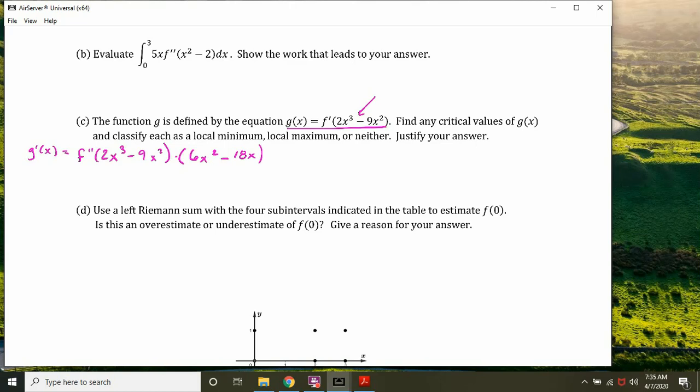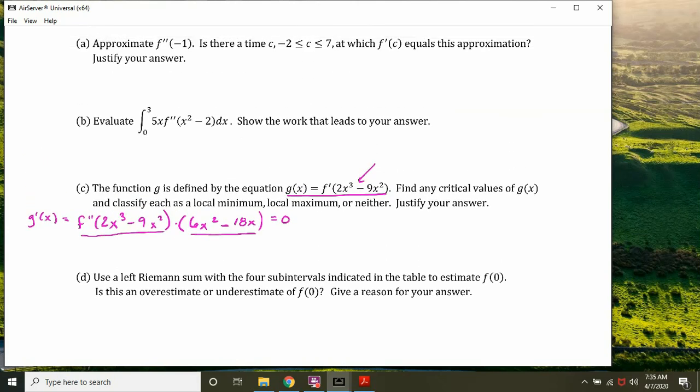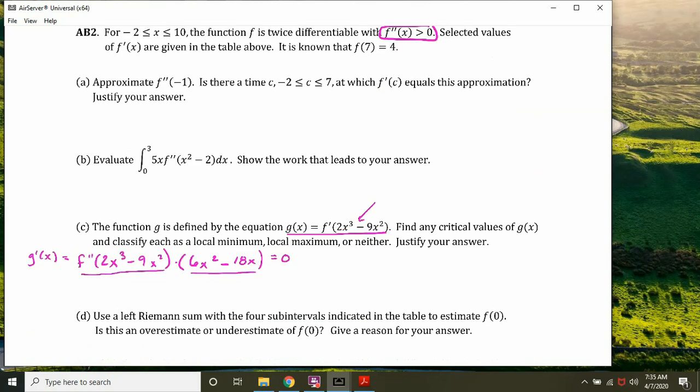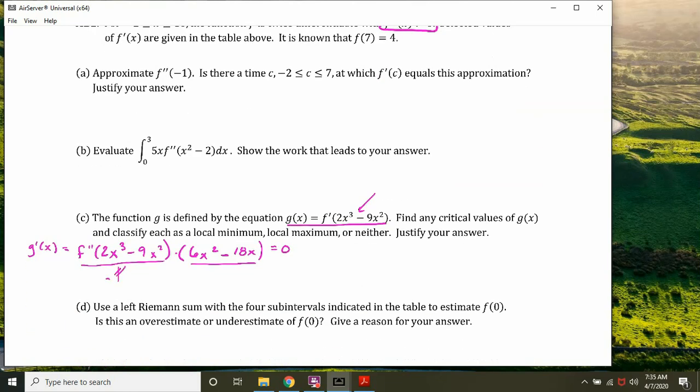Now we're going to want to set that equal to 0. Okay, and so we have a product. We're looking at where either f double prime of this equals 0 or where this quadratic portion equals 0. In terms of f double prime, let's remember we were told that f double prime is always positive. So this is not going to equal 0. So we're really now just focused on where the quadratic portion equals 0. So let's see, we can factor that. We're going to have zeros at 0 and 3.